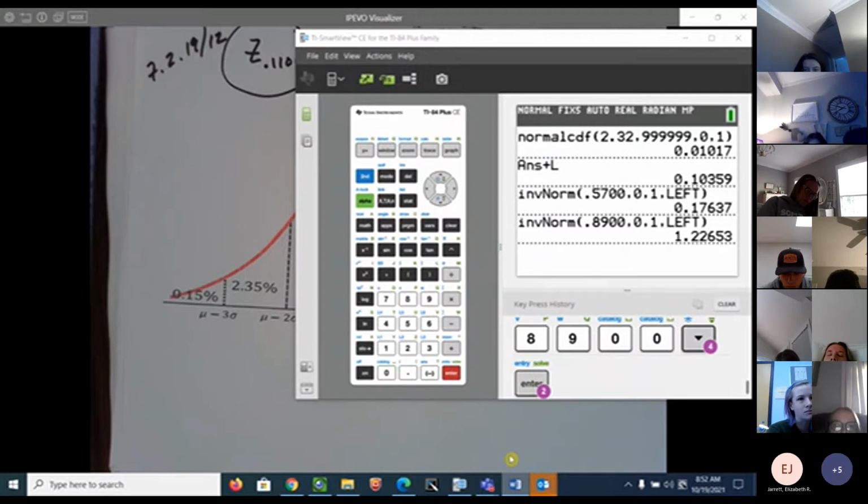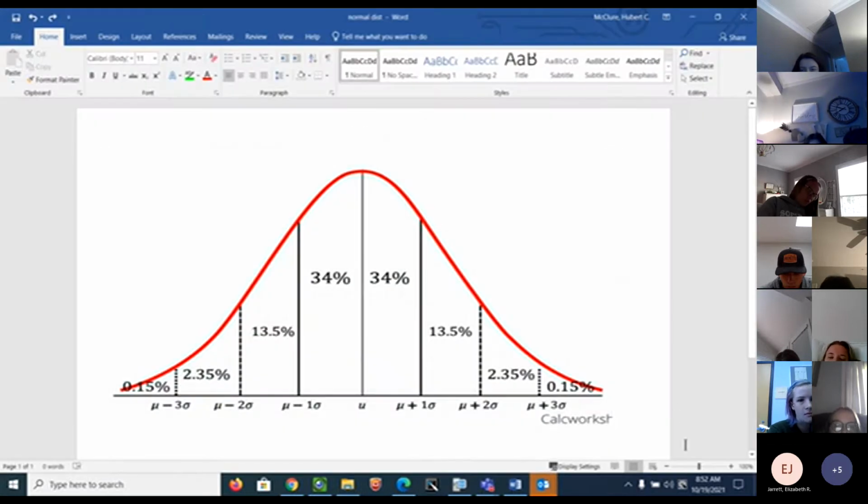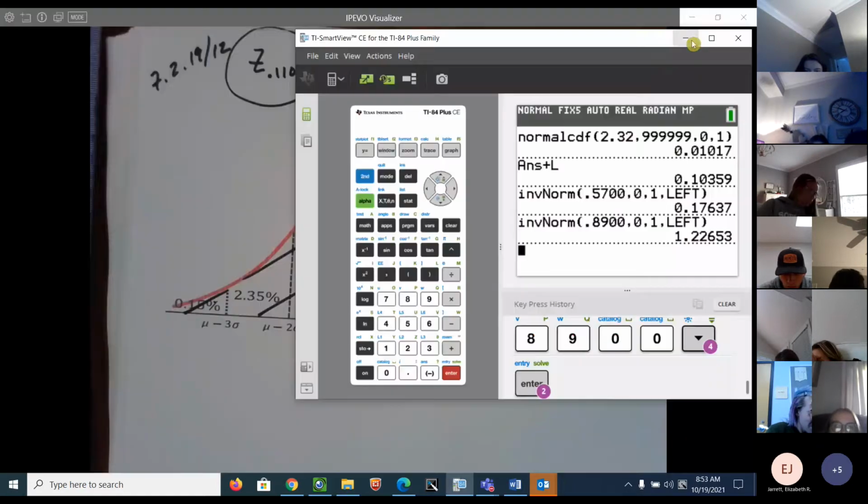So technically, 1.23 is right about here. This right here is what they call Z of 0.1100. I disagree with it. Why is my... Oh, that's the word processor. Sorry.